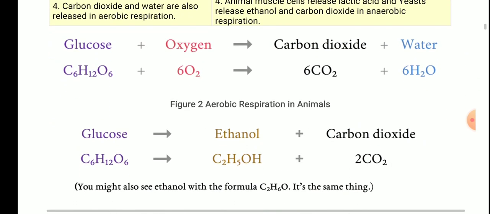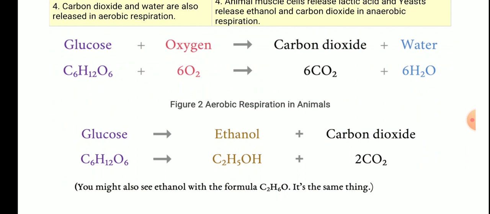Now here comes the anaerobic respiration. Glucose in the absence of oxygen, because you can see on the reactant side now oxygen is not given, breaks down to form ethanol plus carbon dioxide. The formula for ethanol is C2H5OH, plus carbon dioxide, that is 2CO2. So now you can see the difference between aerobic and anaerobic respiration. In aerobic respiration, the glucose reacts in the presence of oxygen to give carbon dioxide and water, whereas in anaerobic respiration there is no oxygen, so the glucose just breaks into ethanol and carbon dioxide.